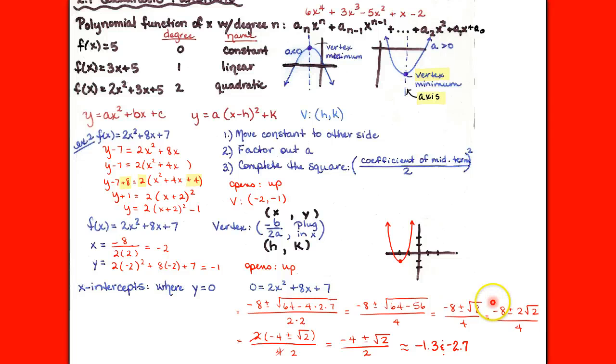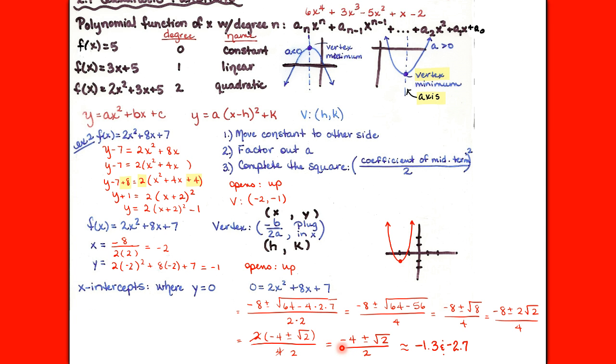I would be tempted to try and cancel like this 8 with this 4 or this 2 with this 4, but remember that you can't cancel things that are being added and subtracted. You can only cancel things that are being multiplied or divided. So the only thing I could do would be to take a common factor out of that numerator. So we took out a common factor of 2, and then I can cancel that 2 top and bottom. So this would be my answer in lowest terms.